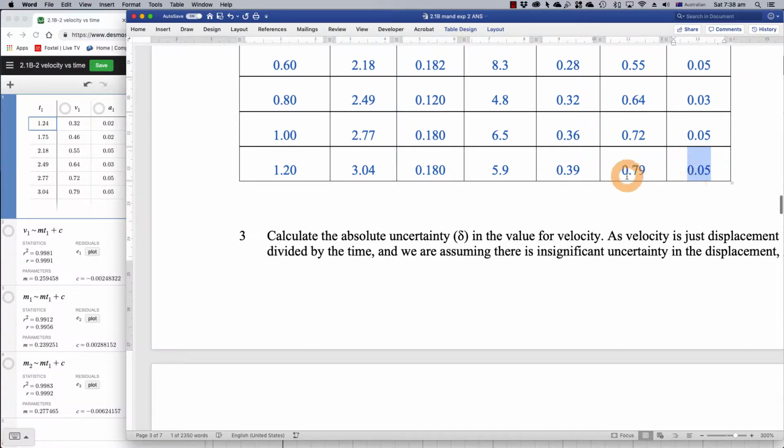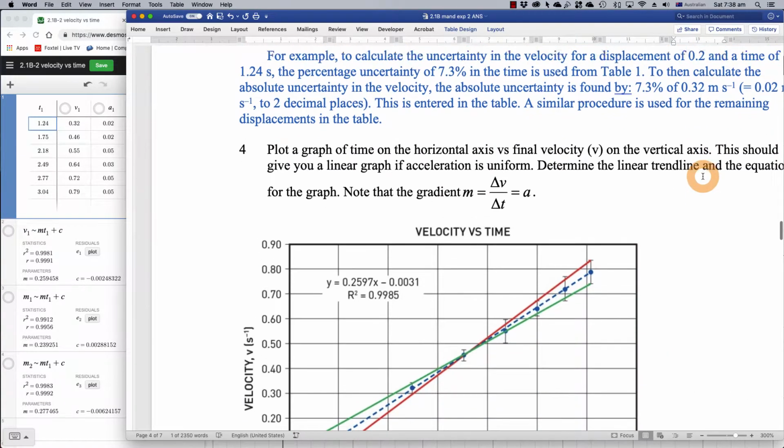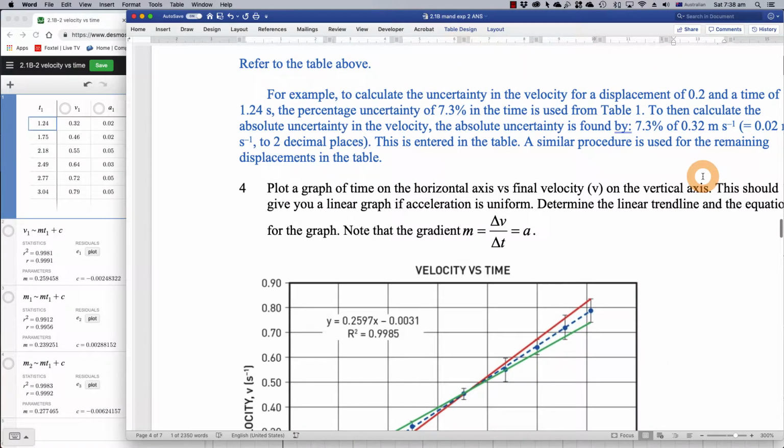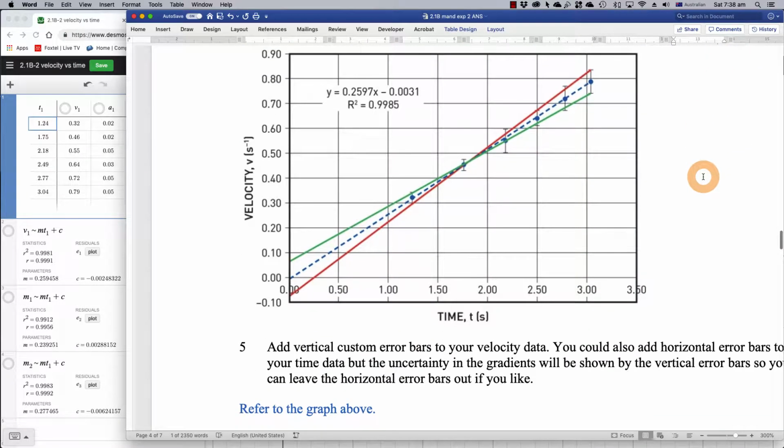If I take that average point and subtract 0.05 from it, I get 0.74. So let's have a look at it. There's my 0.79. I subtract 0.05 and I get 0.74, which is that point there. So that point belongs to my line of best fit for the maximum error, and this line of best fit for the minimum error.